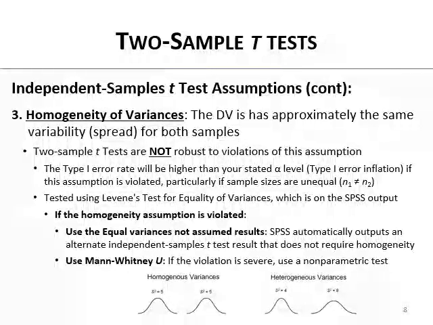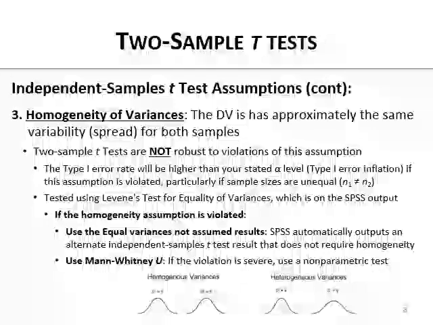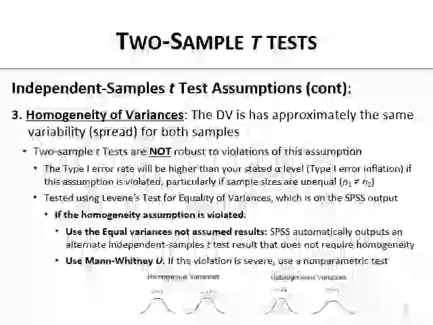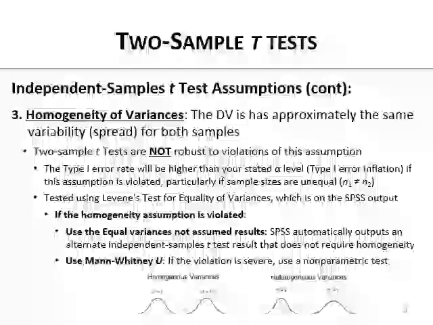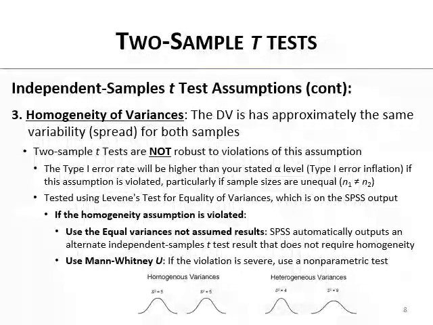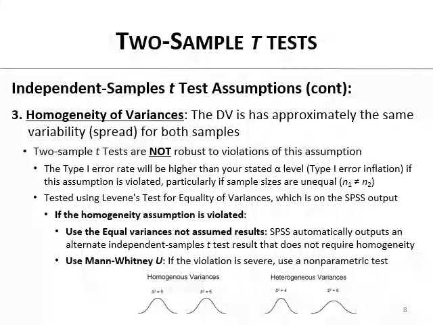If it's truly severely violated, the other thing you can do is not use an independent samples t-test at all, but use the weed whacker backup equivalent of it, which is the Mann-Whitney U test. If you look above it in the matrix of statistical tests, you'll see that Mann-Whitney U is the equivalent of the independent samples t-test for ordinal data, and you can use that test in cases where the assumption is severely violated.